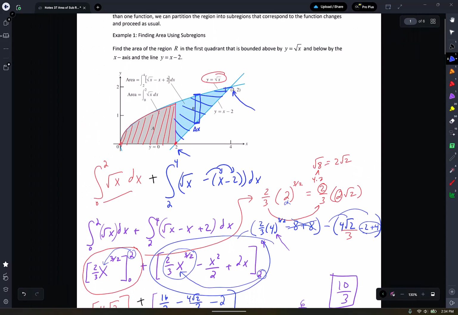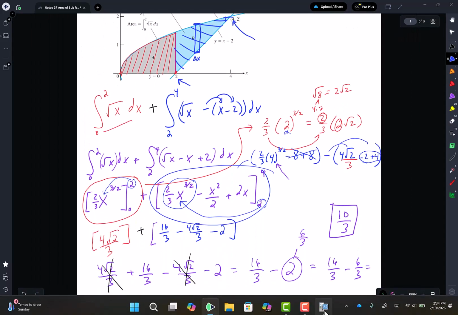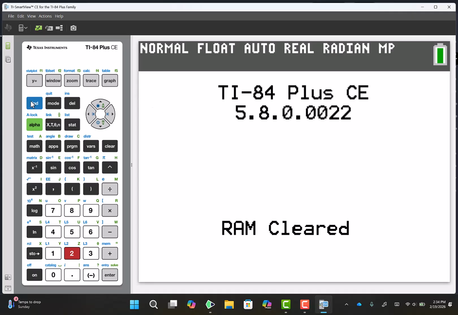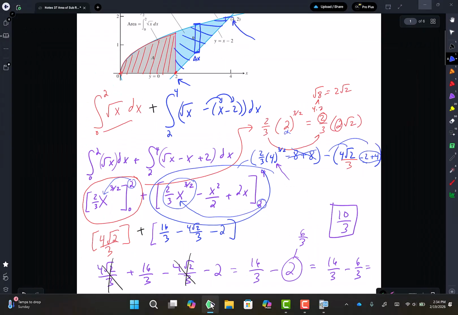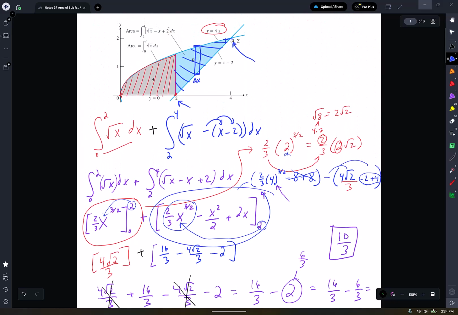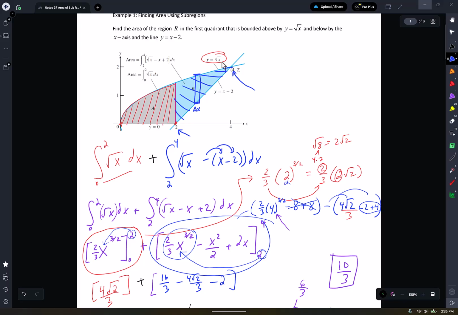Does everyone have a calculator? All right. Reset your calculator because there's a lot of junk in there from pre-cal and all the other classes. Second memory 712. Is everyone okay so far? All right, so here's what I'm going to do. I'm going to type this into y1, y equals square root of x.